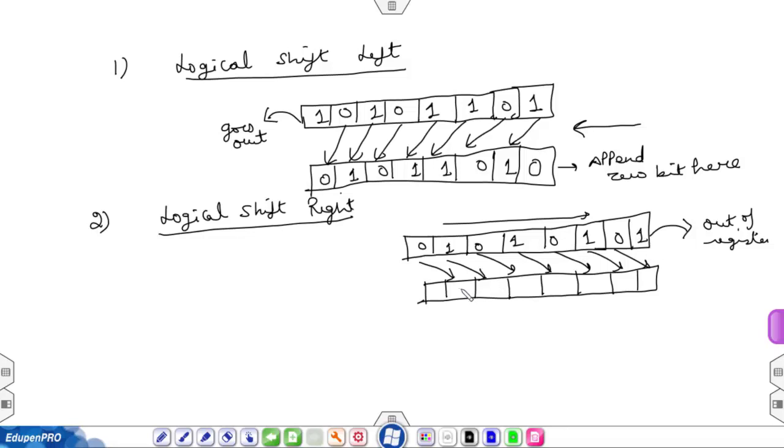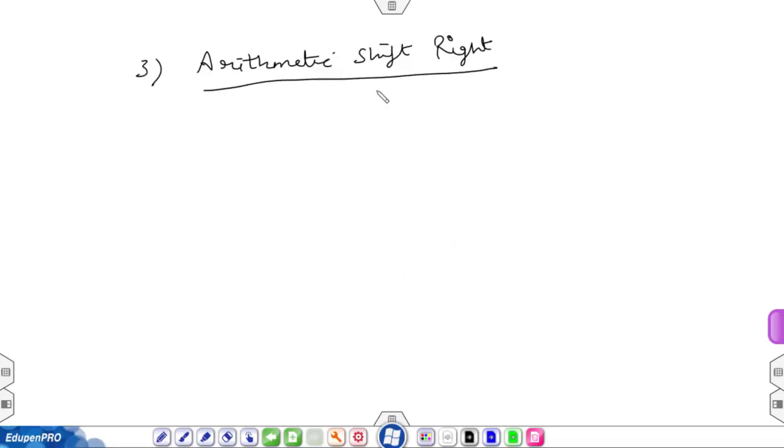After shifting the bits, what will it become? It will become 0 1 0 1 0 1 0, and the space left blank is appended with 0. So what happens in arithmetic shift right? In the previous operations, logical shift left and logical shift right, there was one bit loss. In logical shift left there was one bit loss from the left position, and in logical shift right there was one bit loss from the rightmost position.